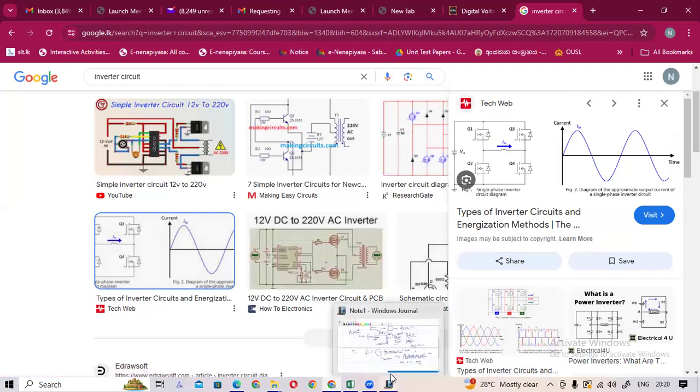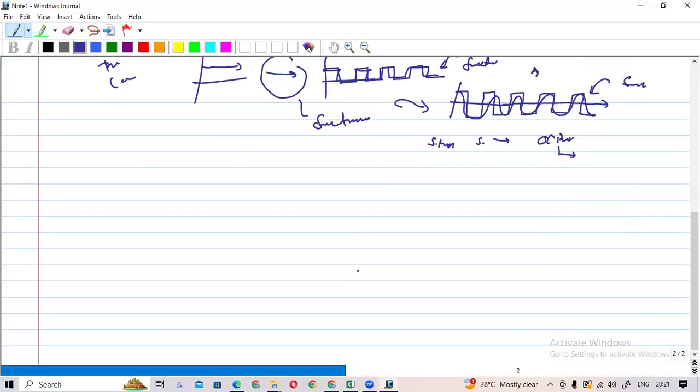So what type of signal is it generating? If you have a transistor like this and connect a diode like this, you have a four-transistor setup like this.